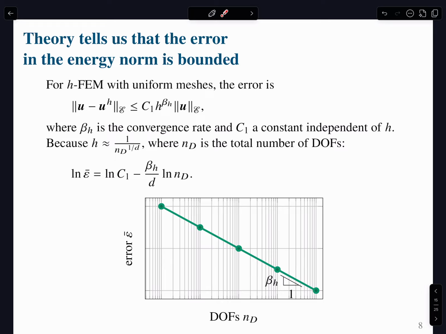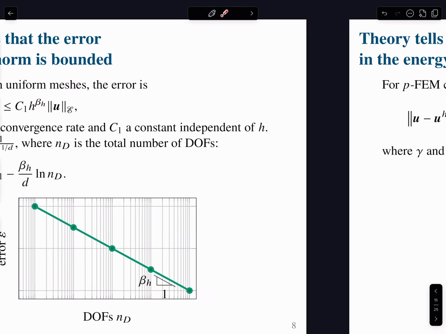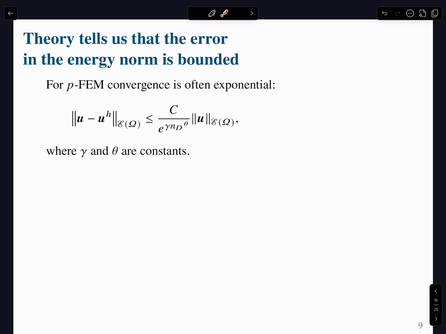Convergence rate doesn't matter, but for the plot, would you subtract them? No, I always consider them. Yeah? Okay, let's take a look at ℎ-FEM. Let's see how ℎ-FEM behaves. Well, as it turns out, theory tells us that the error in ℎ-FEM is bounded by this expression, right?